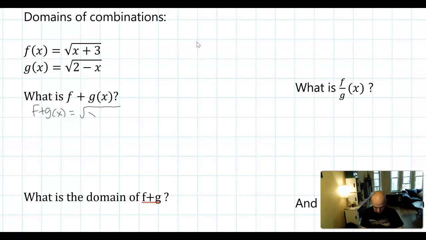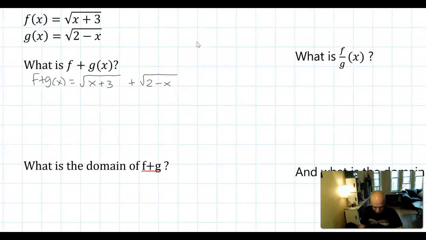In this case, it's the square root of x plus 3 plus the square root of 2 minus x. Quick note, you cannot combine these any further. There's no rule about adding roots and combining what's underneath. That rule is for multiplication that you're probably thinking of. So this is actually it for f plus g.